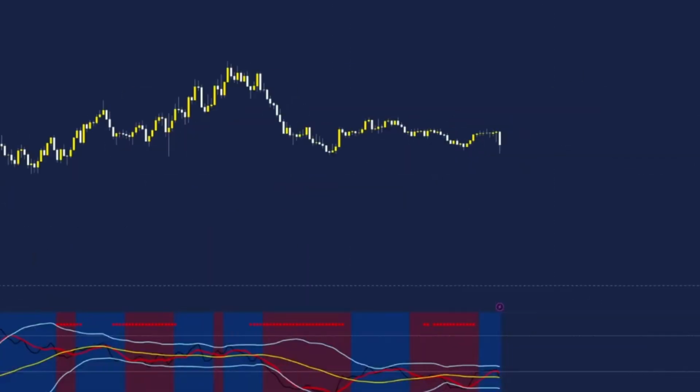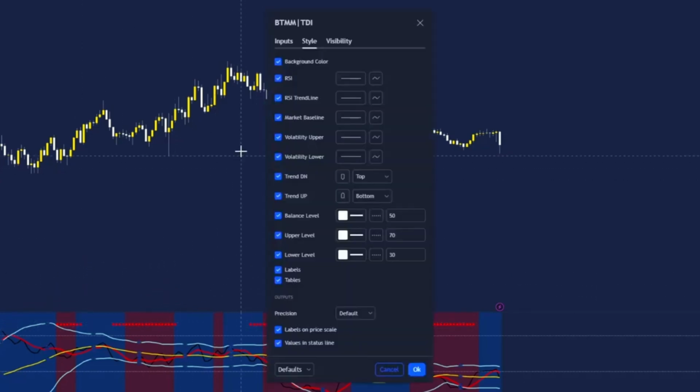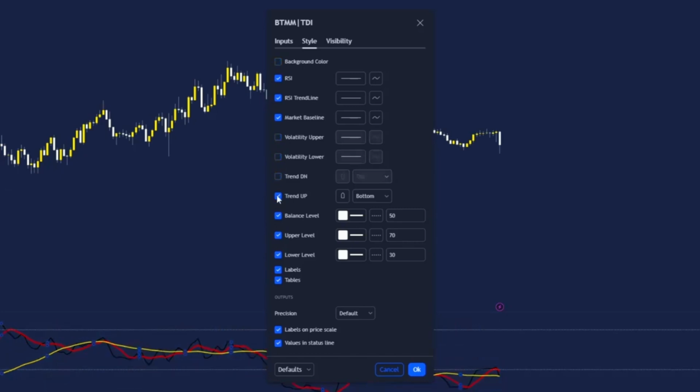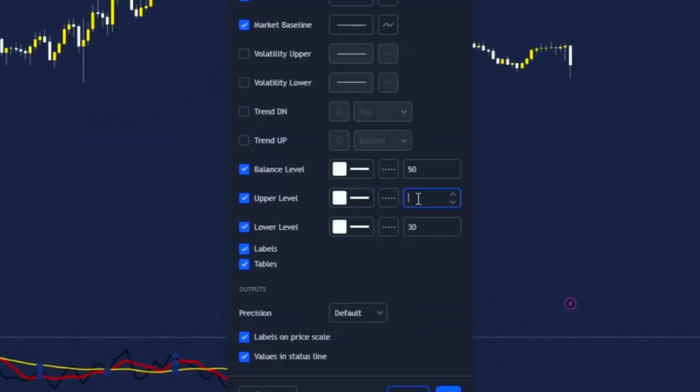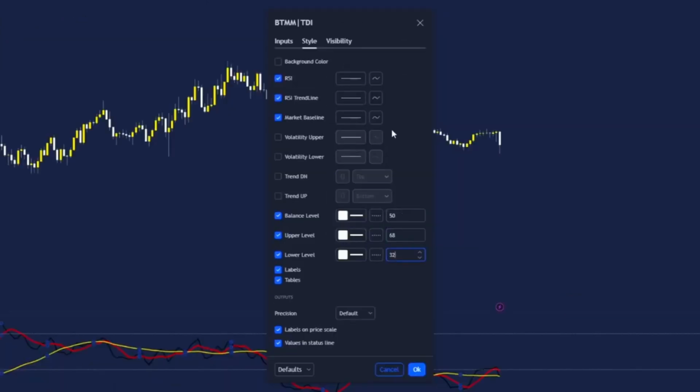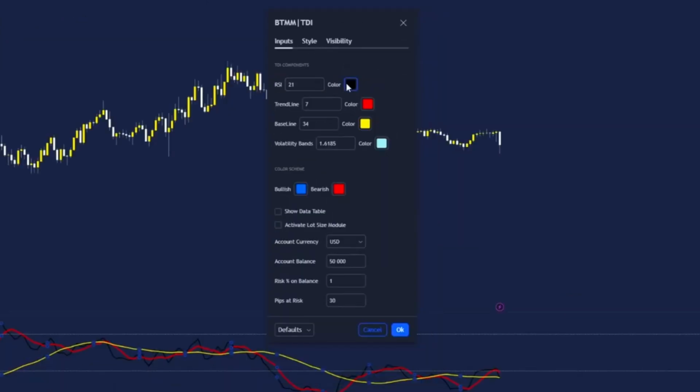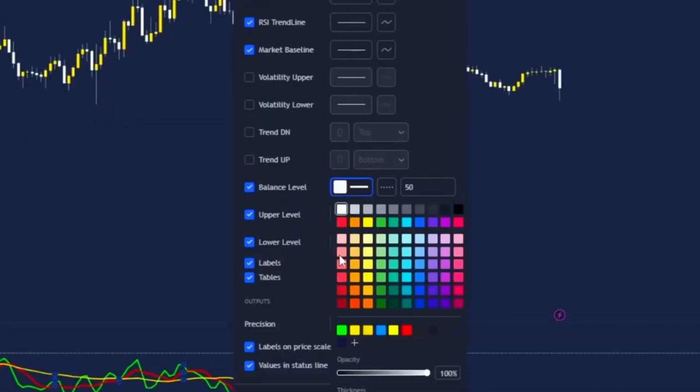Now that we've added it to the chart, let's change some of the settings. So double click, let's untick the background color, volatility upper and lower, trend up and down, and change the upper level to 68 and the lower level to 32. And finally, I like to change the RSI line to green, as that's our main focus. You can also change the balance line to red.